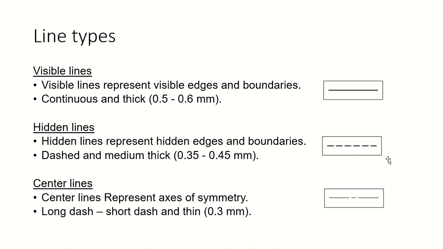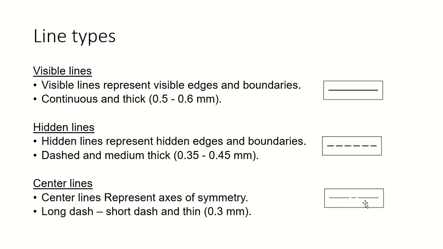The next one is the hidden lines. So they're dashed, okay, so look at this, a space in between them, little short dashes. The thickness of the visible line is about 0.5 to 0.6 millimeters. So your hidden lines are about half, 0.35 to 0.45 millimeter. So hidden lines are thinner than your visible lines. We use this line to describe the hidden edges and the boundaries. So these are the edges and the boundaries behind a view that you can't see directly.